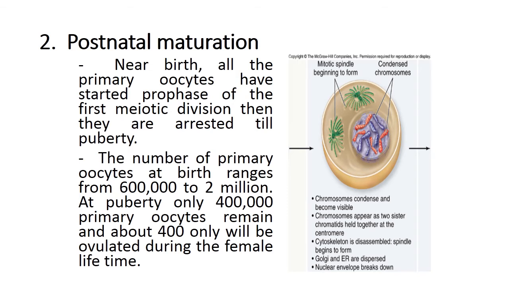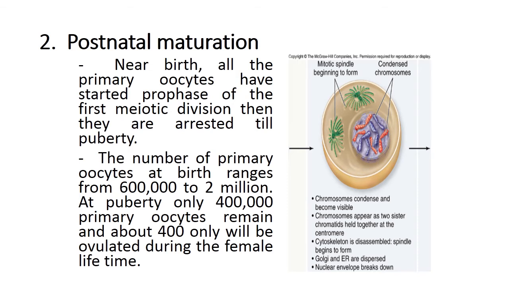The number of primary oocytes at birth ranges from 6 lakh to 2 million. But the number of primary oocytes at the time of puberty gets reduced to nearly 4 lakhs. Of these 4 lakh primary oocytes, only 400 are ovulated, or expelled by the process of ovulation. So of the 6 lakh to 2 million, only 4 lakh are present from puberty, and out of this only 400 ova happen to be ovulated in a lifetime.